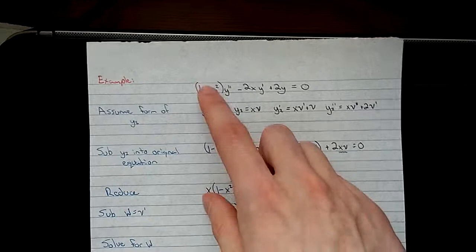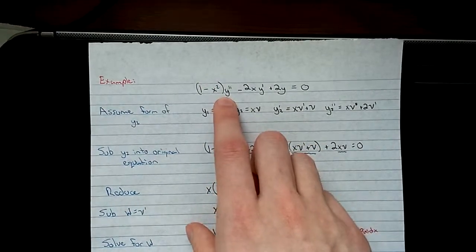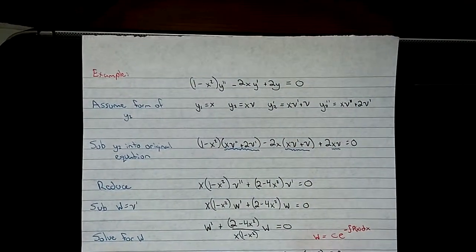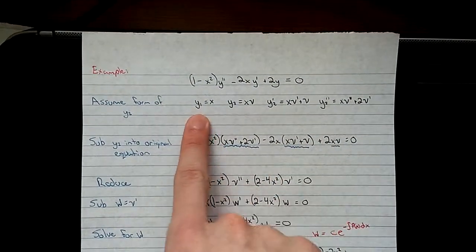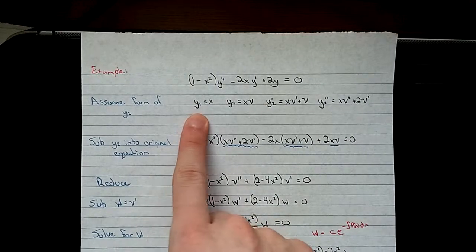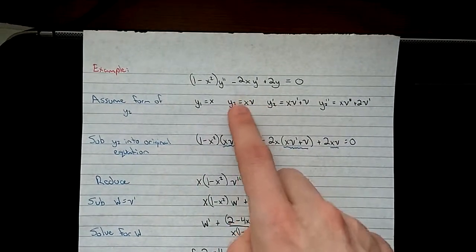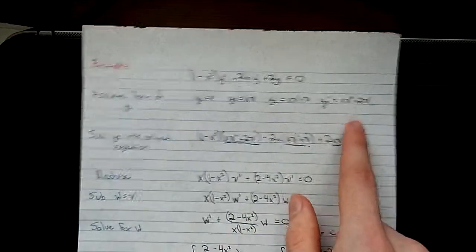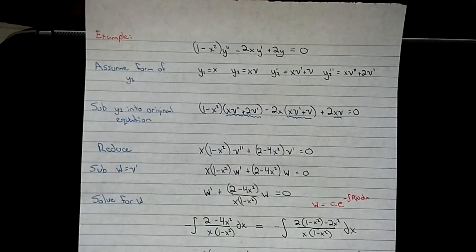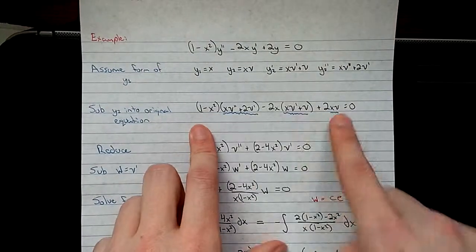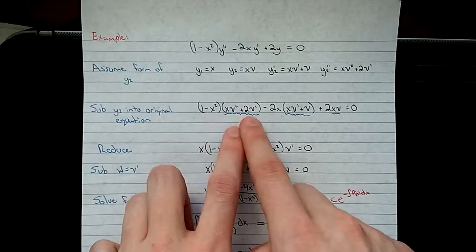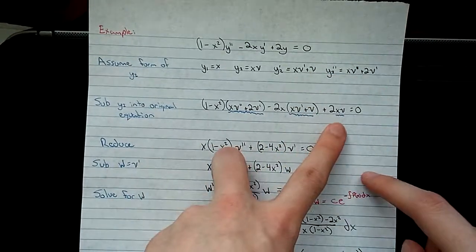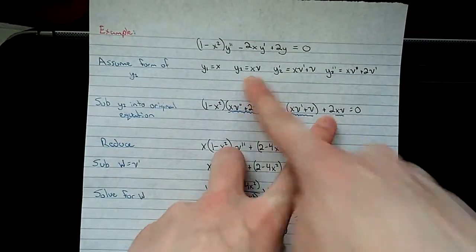So here's our example here, (1 minus x squared) y double prime minus 2x y prime plus 2y equals 0. So remember, our first solution is always x. It's just a property of this function. Y2 we've assumed is v times x, and we've taken our two derivatives there. And all we've done is sub it back into this equation here. So here is your y double prime, here y prime, and here is your y.